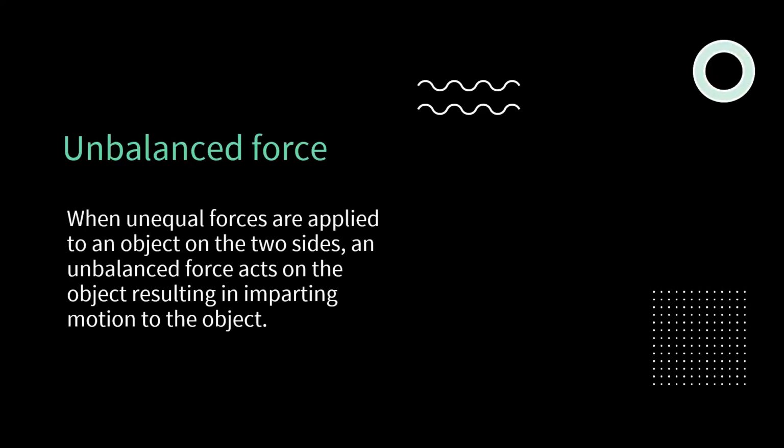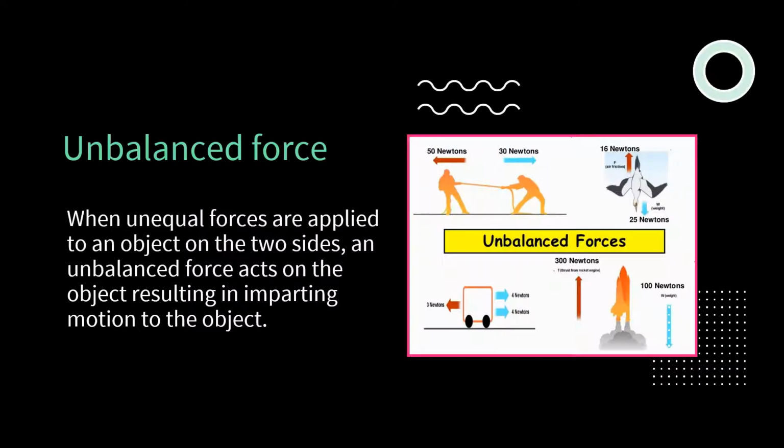An unbalanced force is when unequal forces are applied to an object on the two sides. An unbalanced force acting on an object results in imparting movement to that object. If you can see, this is a very familiar incident like a tug of war. Whoever has the higher amount of force will be the winner. See the bird moving towards the earth at a great speed. You will see gravity is acting and the friction is acting opposite to the movement of the bird. All these are examples of unbalanced force. In unbalanced force, you will see that one force and the other are not equal.